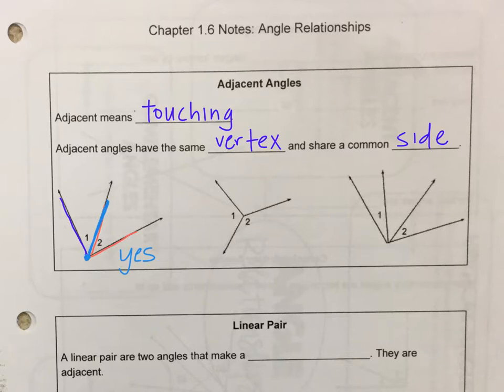This next group, I have angle 1, I have angle 2. They share that point and they share a wall. So these are also adjacent. Over here in this last group, I have angle 1 right here. I have angle 2 right here. Well, they share this point, but they don't share a common wall. There's this big space between them. So these are not adjacent.